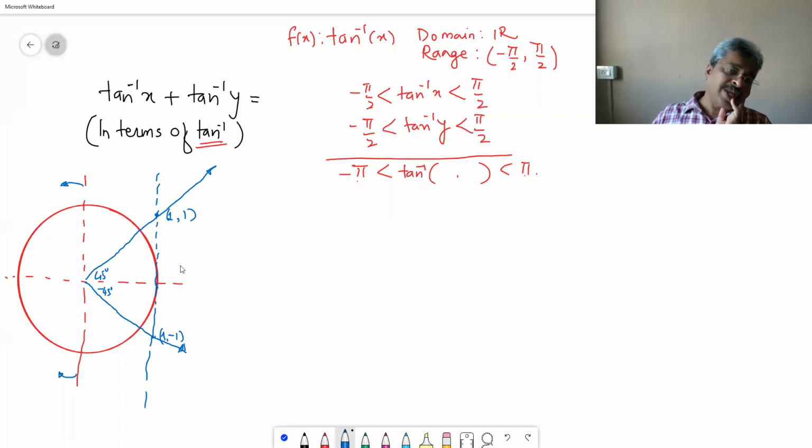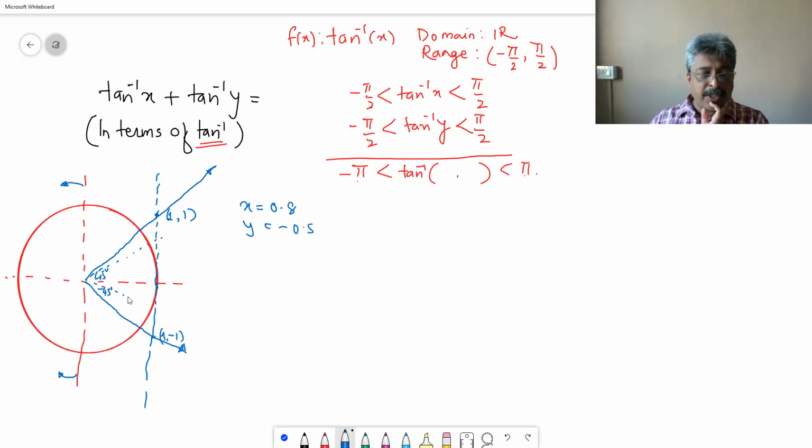So, I need to look at x, I need to look at y and find out. Suppose x is equal to 0.8. Where will this terminal ray be? It will be somewhere here. Suppose y is equal to minus 0.5. Where will this terminal ray be? This. The addition of these two angles will definitely be between minus pi by 2 and pi by 2.